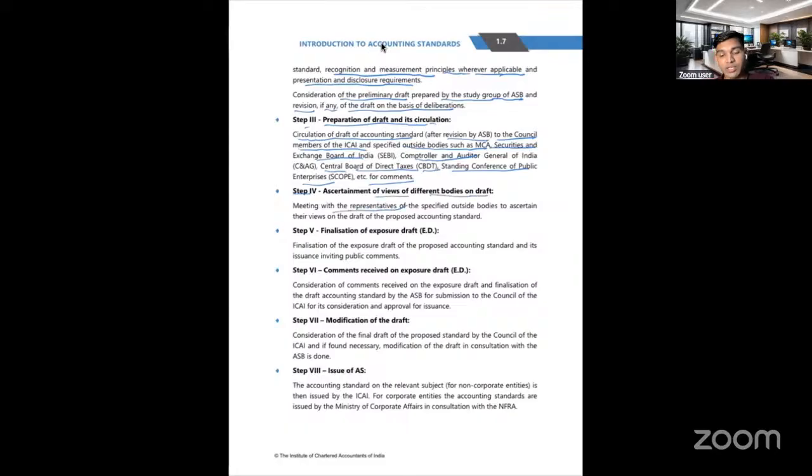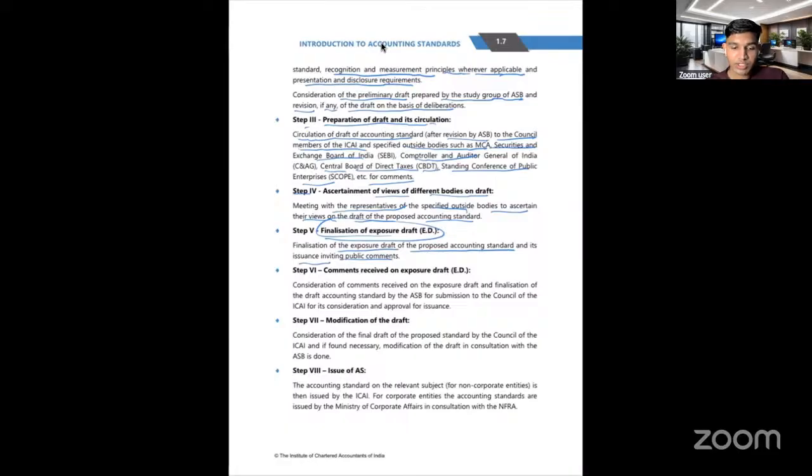Step 4 is ascertainment of views of different bodies on the draft: meeting with the representatives of the specified outside bodies to ascertain their views on the drafts of the proposed accounting standards. Then comes finalization of the exposure draft, that is ED, of the proposed accounting standard and its issuance, inviting public comments.